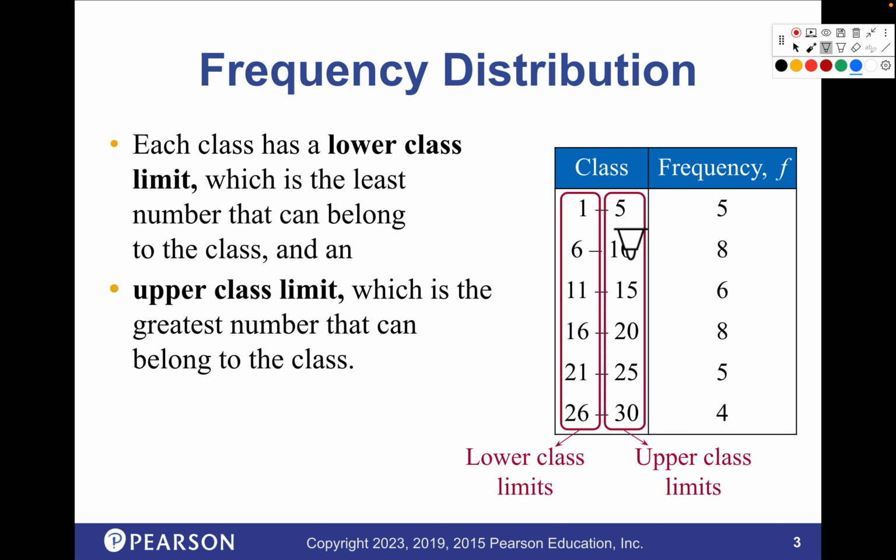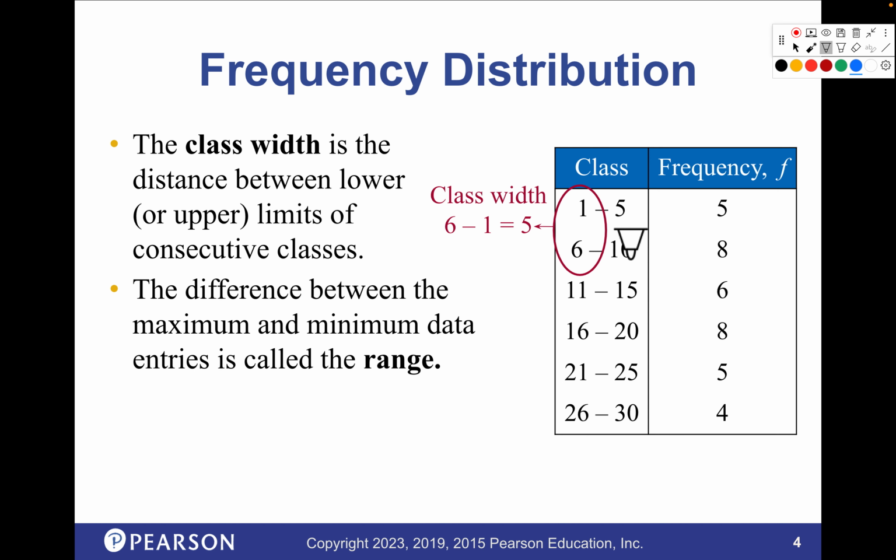Class width: you can take the lower limit of the first class and the lower limit of the second class. If you subtract them, that gets you your class width. And think about it, going from 1 to 5, if you just subtract them, you get 4. But if you count them, because 1's in there, that's 1, 2, 3, 4, 5. There's 5 potential items in that class. That's why I like using my fingers. You can physically see 1 through 5 is actually 5 things. So it's got a width of 5.